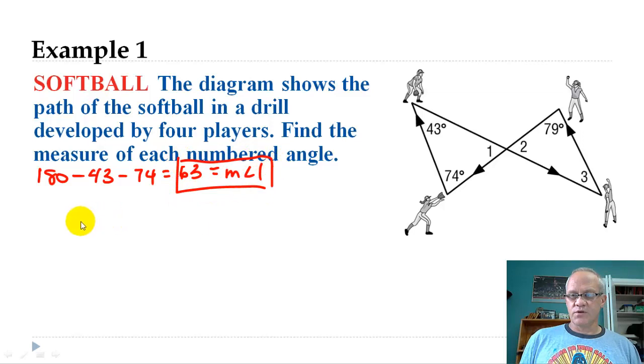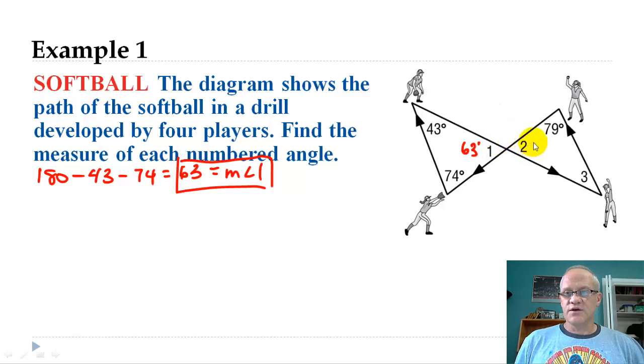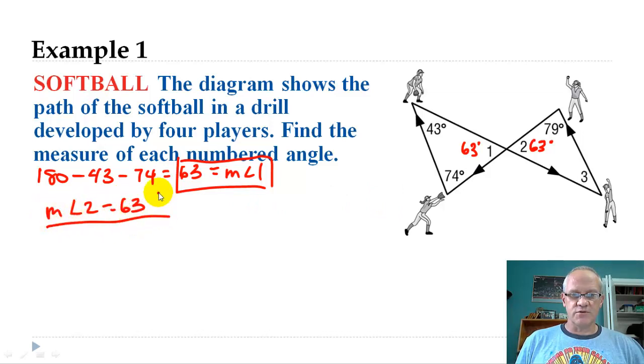63. Okay, what can we do next? Now that we know this is 63 degrees, what else? Remember something we learned earlier this year? Look, what's angle 1 and angle 2? Together they're vertical angles, right? And we know that vertical angles are congruent. So that means angle 2 has to be 63 degrees as well. So the measure of angle 2 also has to equal 63.